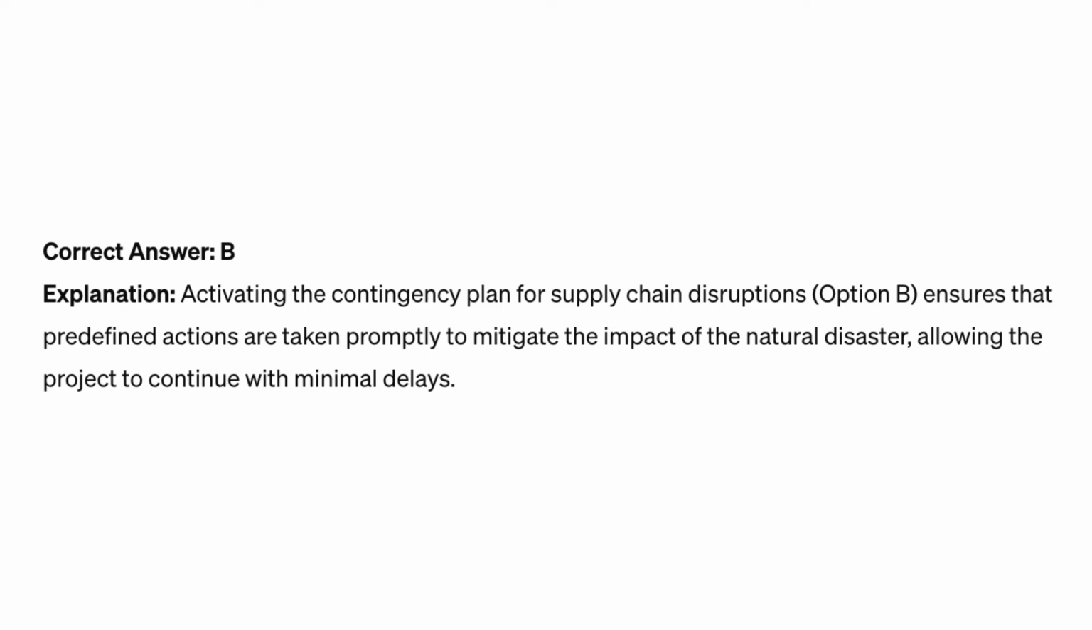Correct answer B. Explanation: activating the contingency plan for supply chain disruptions, option B, ensures that predefined actions are taken promptly to mitigate the impact of the natural disaster, allowing the project to continue with minimal delays.